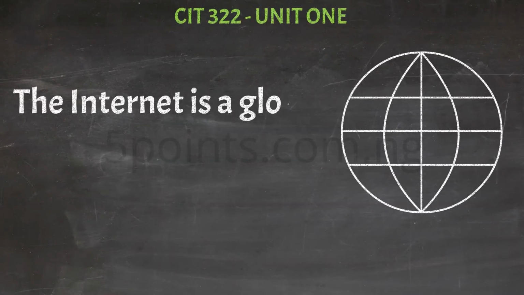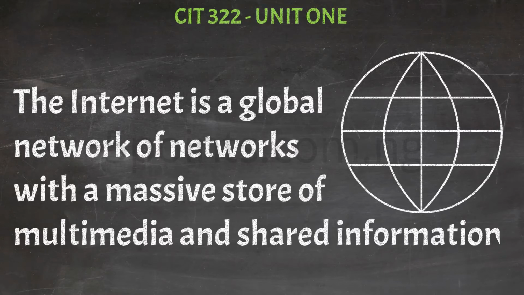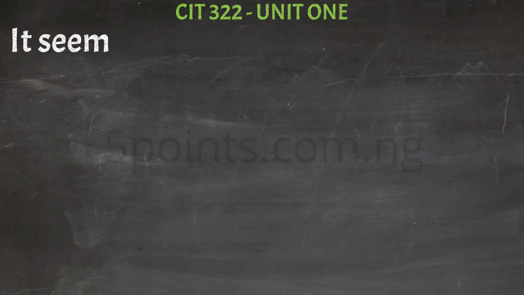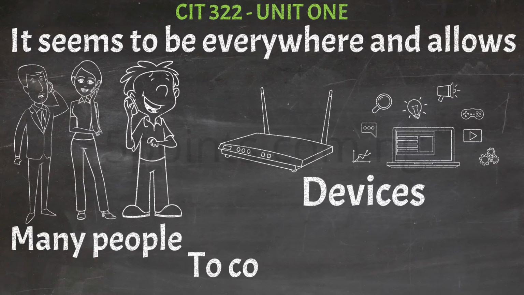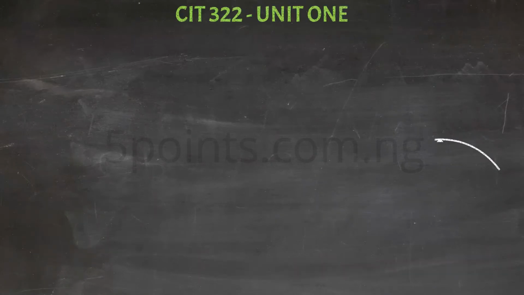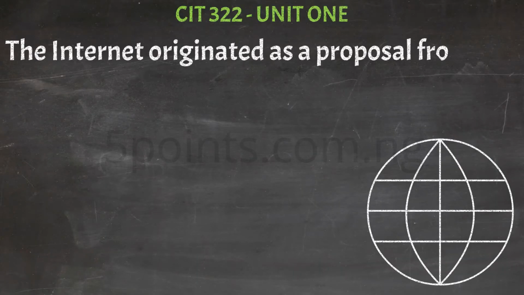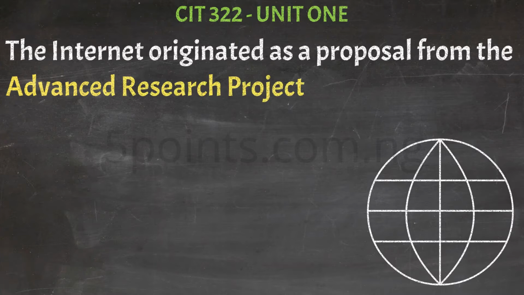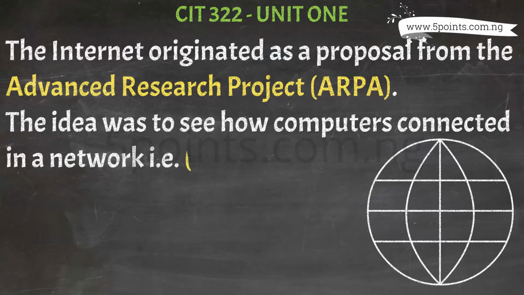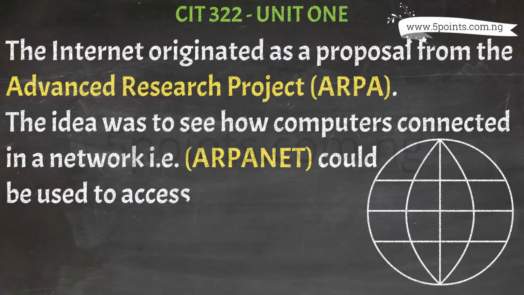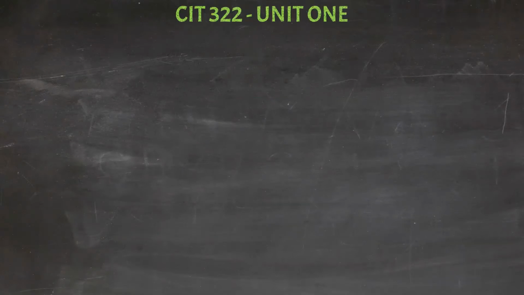The Internet is a global network of networks, with a massive store of multimedia and shared information. It seems to be everywhere and allows many people and devices to connect successfully. The Internet originated as a proposal from the Advanced Research Project Agency, ARPA. The idea was to see how computers connected in a network, that is, ARPANET, could be used to access information from research facilities and universities.